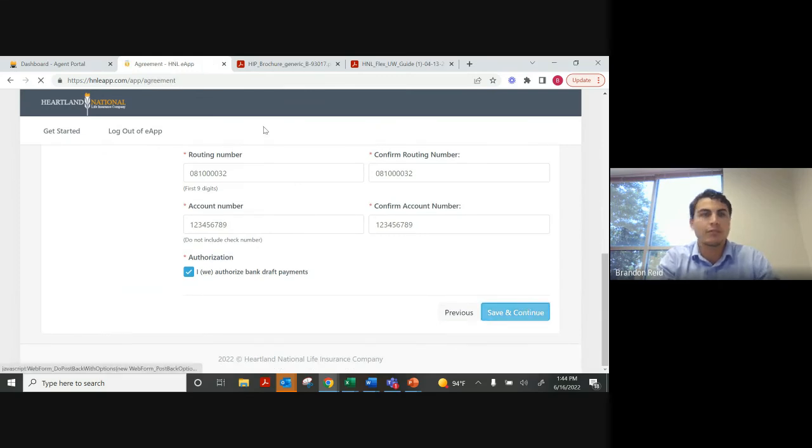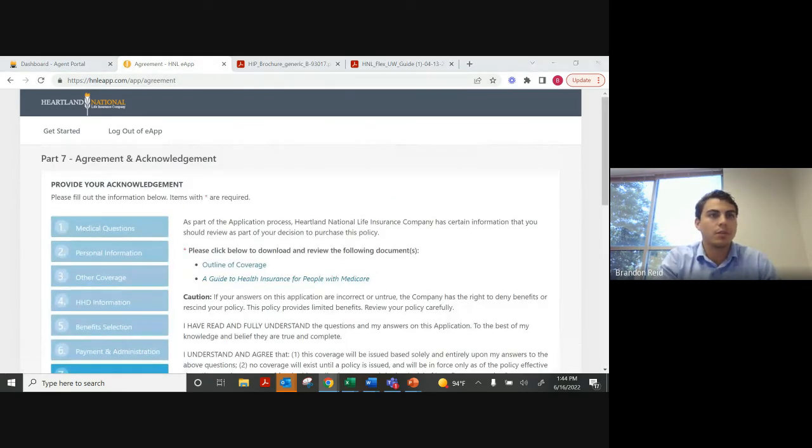For the banking info, again, in order to take one of these policies out on the e-app, you do have to pay monthly bank draft out of a checking or savings account. Direct bill is an option on paper.